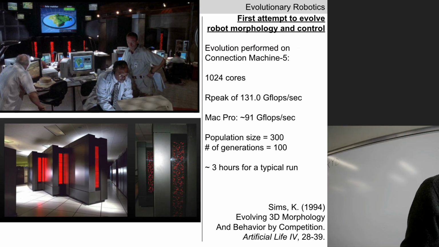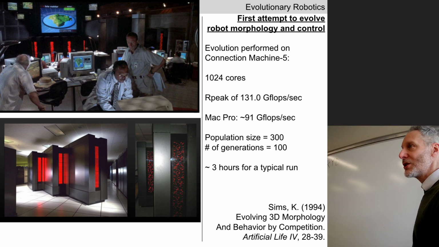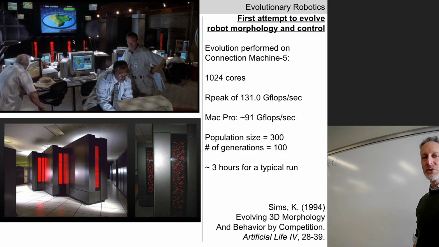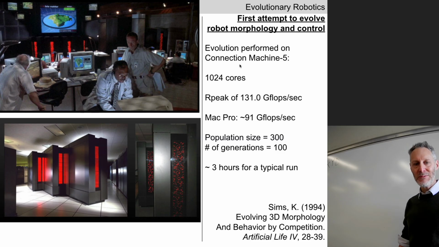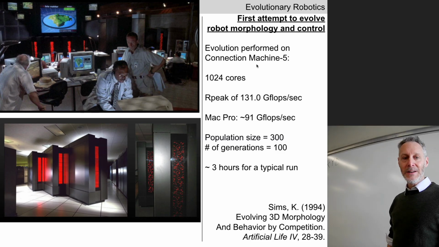Hopefully you can see these two screenshots here. This is from the one in the top left. This is from Jurassic Park. And the big supercomputer you see in the background with blinking lights is not CGI. It's not a fake. It's an actual supercomputer, and it's the Connection Machine 5. This was the leading supercomputer back in the early 90s. Here's a better picture of it down here.